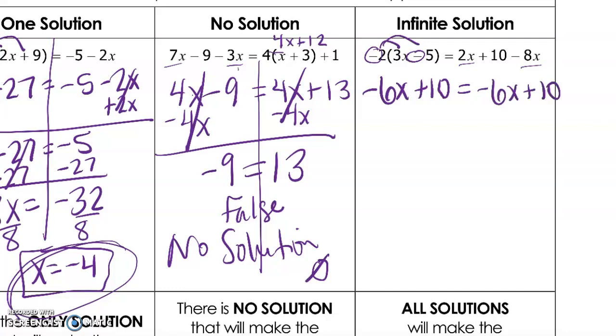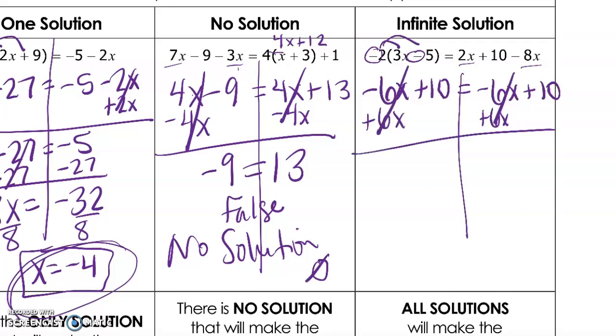Now, some of you are going to be able to realize if it's infinite or none right from this step, and I'll go back and talk about that in a minute. But let's say we don't realize anything and we continue solving. To get rid of negative 6x, I would have to add 6x, add 6x. Again, those cancel exactly. You don't have to write anything down. So we have 10 equals 10. That is a true statement.